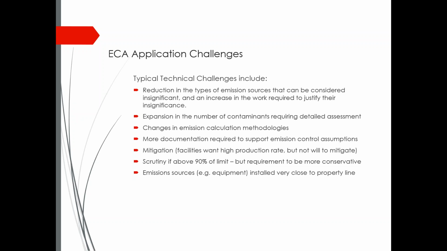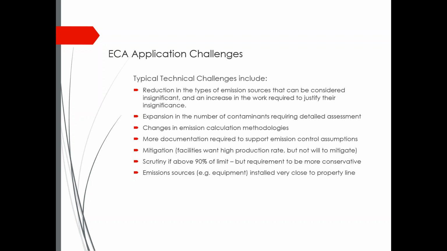Mitigation is a hard one. This is probably one of the biggest ones. It's obvious that we want the highest reduction rate for the ECA, but are not willing to mitigate the sources. So if, say, you have a small property line and you do want high production, but you don't want to add any enclosures or dust collectors, that is a challenge, I think.